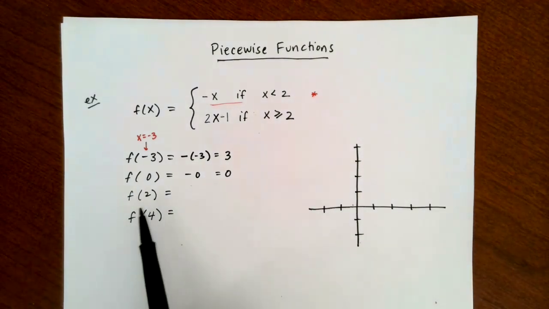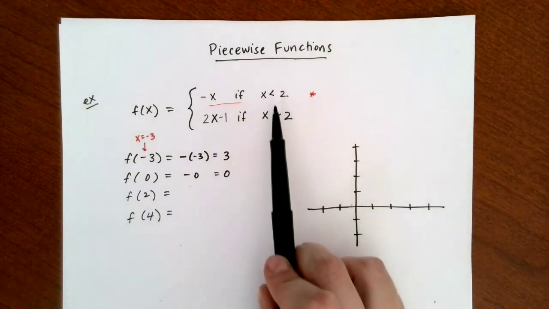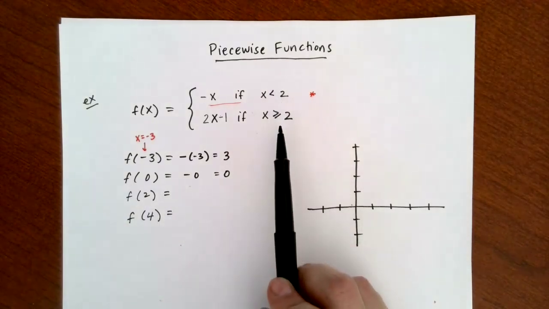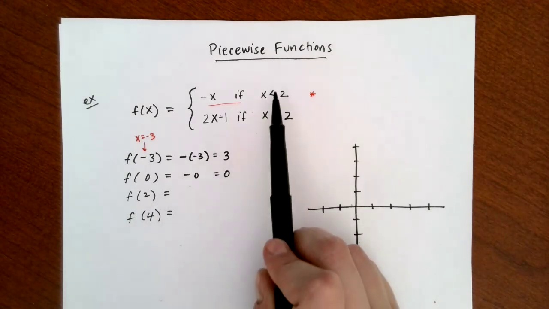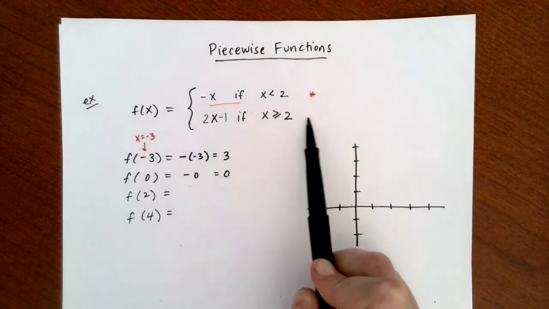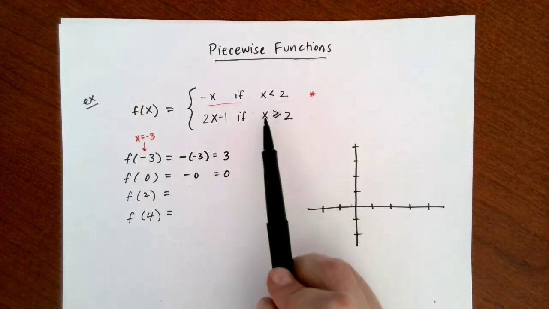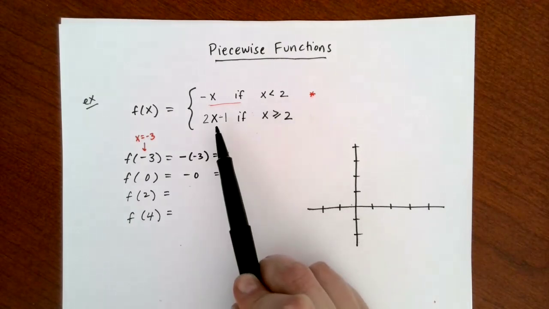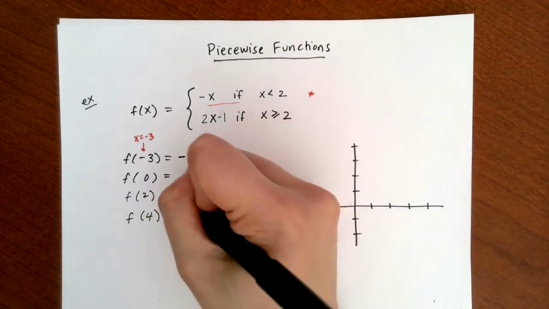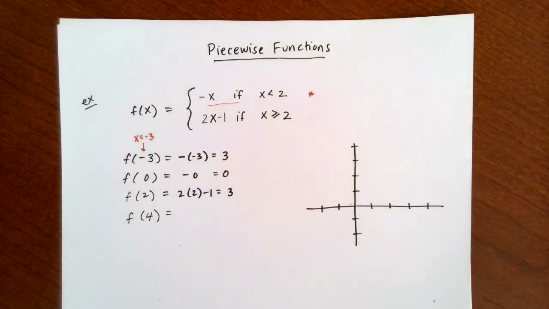All right, f of 2 is really interesting because 2 actually is the break between these two formulas. But you'll notice exactly 2 is not strictly less than 2. It's actually greater than or equal to. So this function right here takes over. We say, oh, okay, 2 actually meets this description. So I'm going to use the 2x minus 1 formula now instead. So that's 4 minus 1, which is 3.